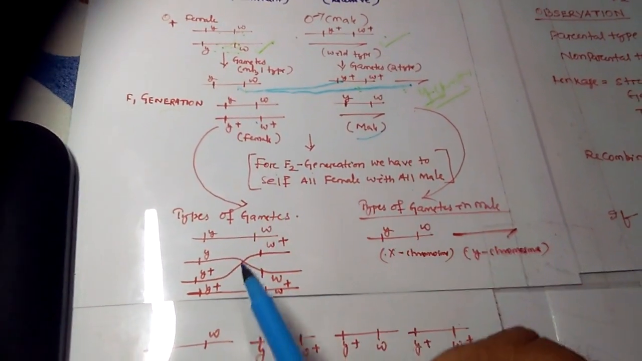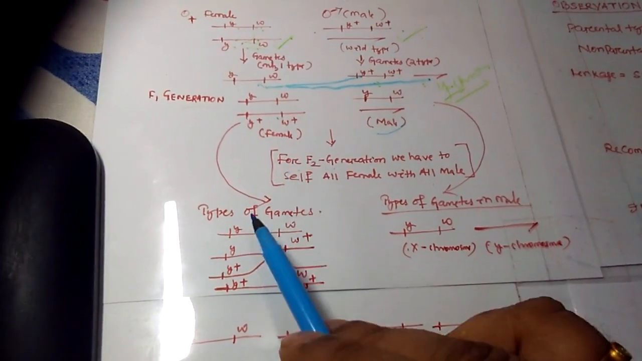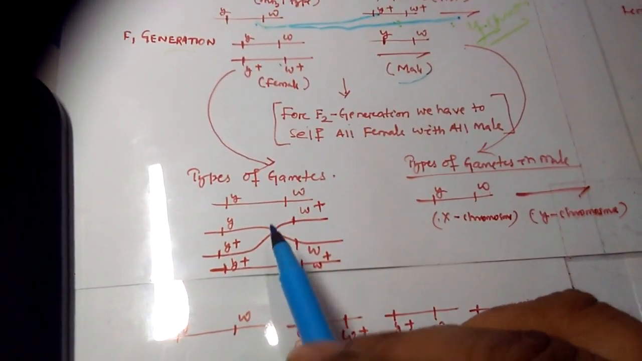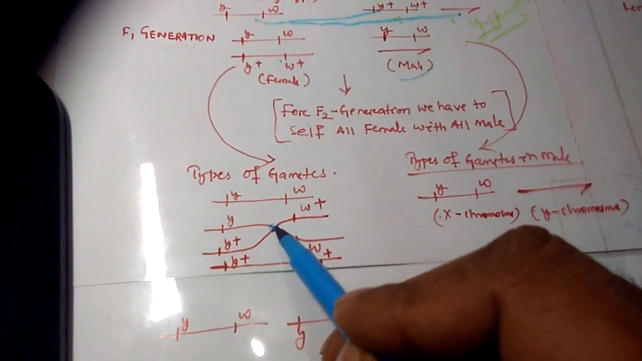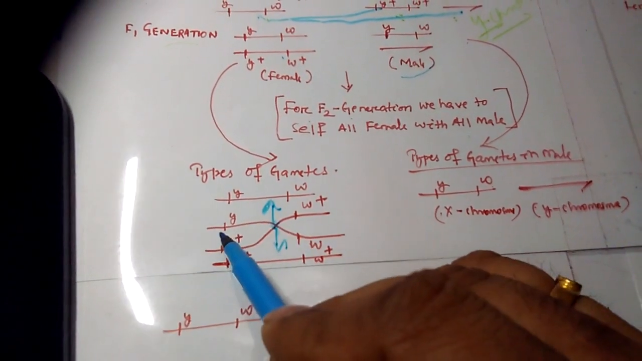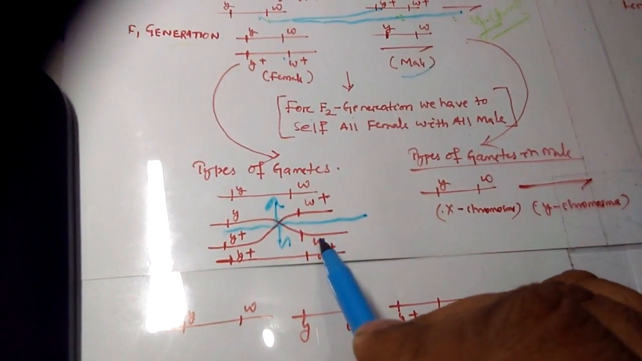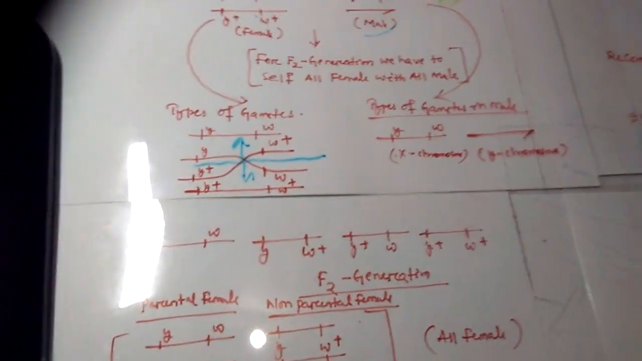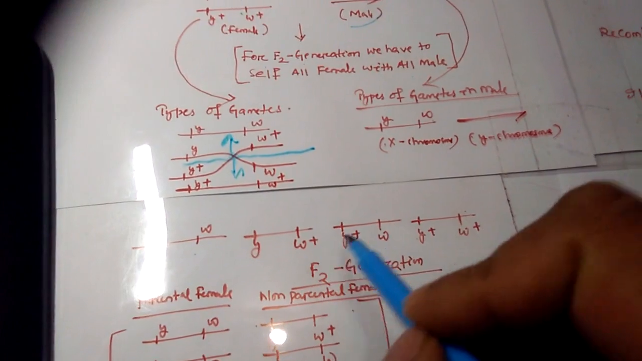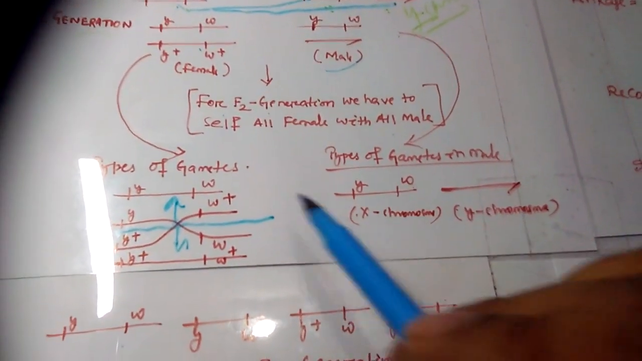So now see here, the types of gametes you will get is the gamete formation. So meiosis will happen, so crossing over will happen. I already put a video related to this, you can see that. So what will happen is, when the crossing over happens, this part will go here, this part will go here, and it will separate in the middle. So you will get YW plus and Y plus W. Okay, so how many types of gametes are you getting here? YW, YW plus, Y plus W, and Y plus W plus.